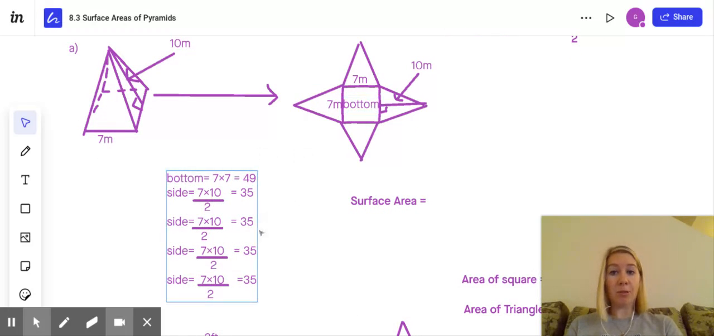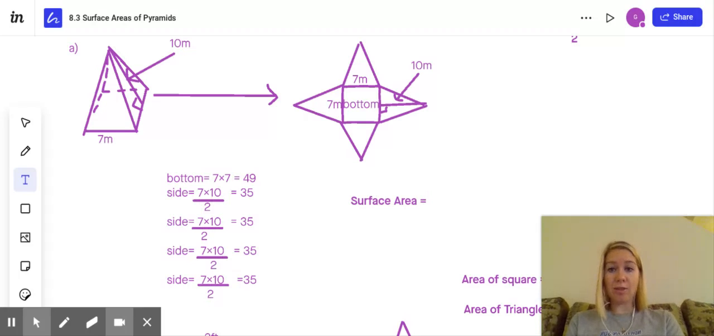Now we need to add them all together to give us the surface area. So that means you would add 49 plus 35 plus 35 plus 35 plus 35. Again, feel free to use a calculator. Save yourself a little time. We've reviewed addition and subtraction quite a bit through this semester here. So go ahead and use a calculator just so you can get that answer.